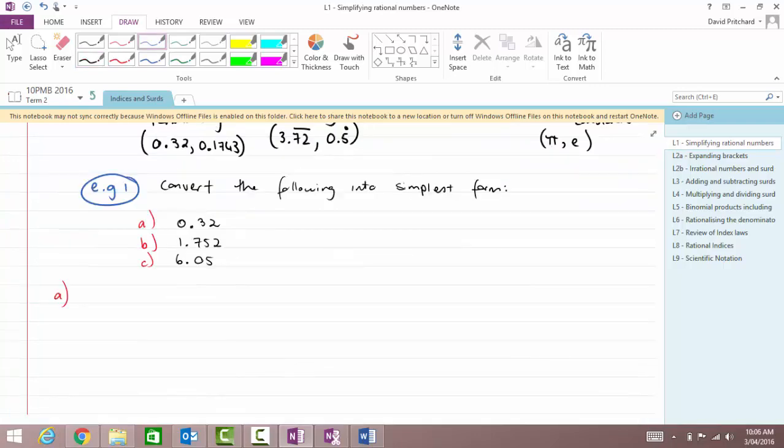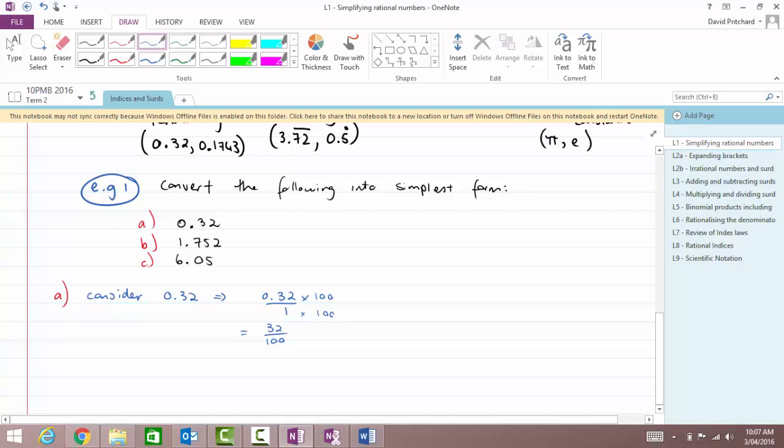Okay, so we look at these 3 values, 0.32, 1.752, and 6.05. The idea is to put them into a fraction form using only integers. So we can start by considering 0.32 and looking at it as 0.32 on 1. So we've already turned it into a fraction. Now the next step is we need to get rid of those decimal points. So we know if we multiply 0.32 by 100, it becomes 32. And if we do that on both top and bottom, then what we end up with is a whole number or an integer on top and bottom.